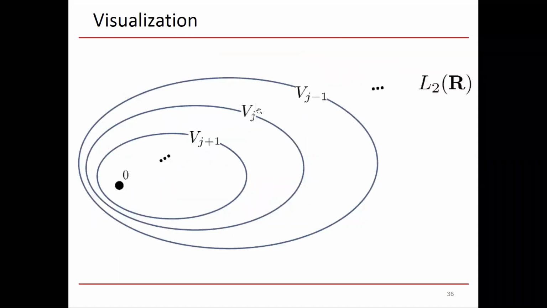So here's a visualization. Again, we have the nested property. Vj is nested inside Vj minus 1. In turn, Vj plus 1 is nested inside Vj. And in the limit of j going very small, negative infinity, we have L2 of R. And similarly, in the limit of j going to plus infinity, we have the zero function. So zero meaning a function f of t is equal to 0.